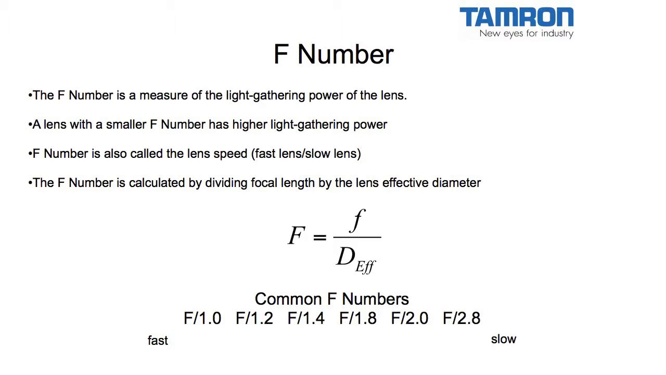A lens with a smaller F number requires less exposure time to obtain a clear image and can also be called a fast lens. The F number is calculated by dividing the focal length of a lens by the effective diameter. Some commonly seen F numbers in the security industry are shown here.